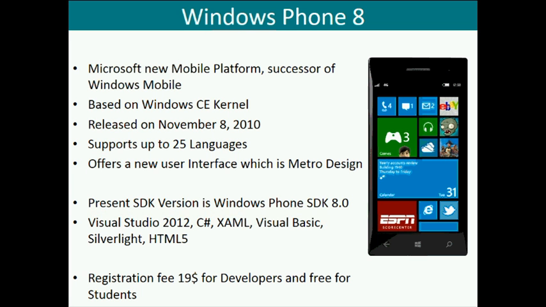So once you develop your application, to move it on to the marketplace, we need to register with the Windows Phone Market, where we need to spend around $19 for developers, and for students it's completely free.